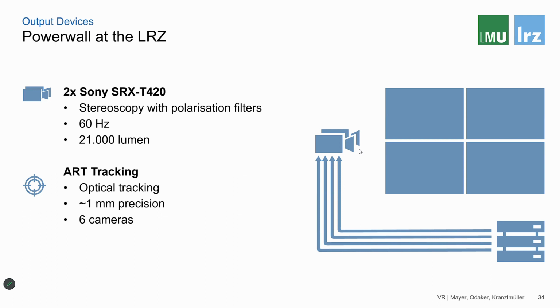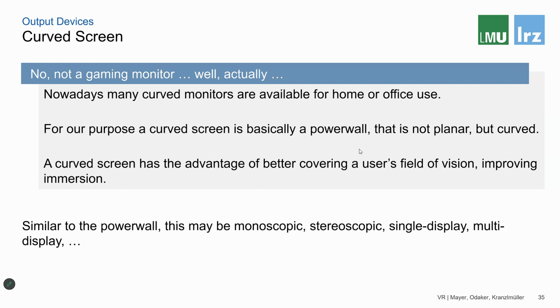So a Powerwall is basically a large-scale flat screen. If you don't have a flat screen, the alternative is to build it curved, and that would be a curved screen. Who would have guessed? You maybe know curved screens from at home. Some may have a high-end gaming monitor. They tend to be curved these days. Well, the big curved screen multi-display thingy is more or less the same, just a lot bigger and wouldn't usually fit on your desk anymore.